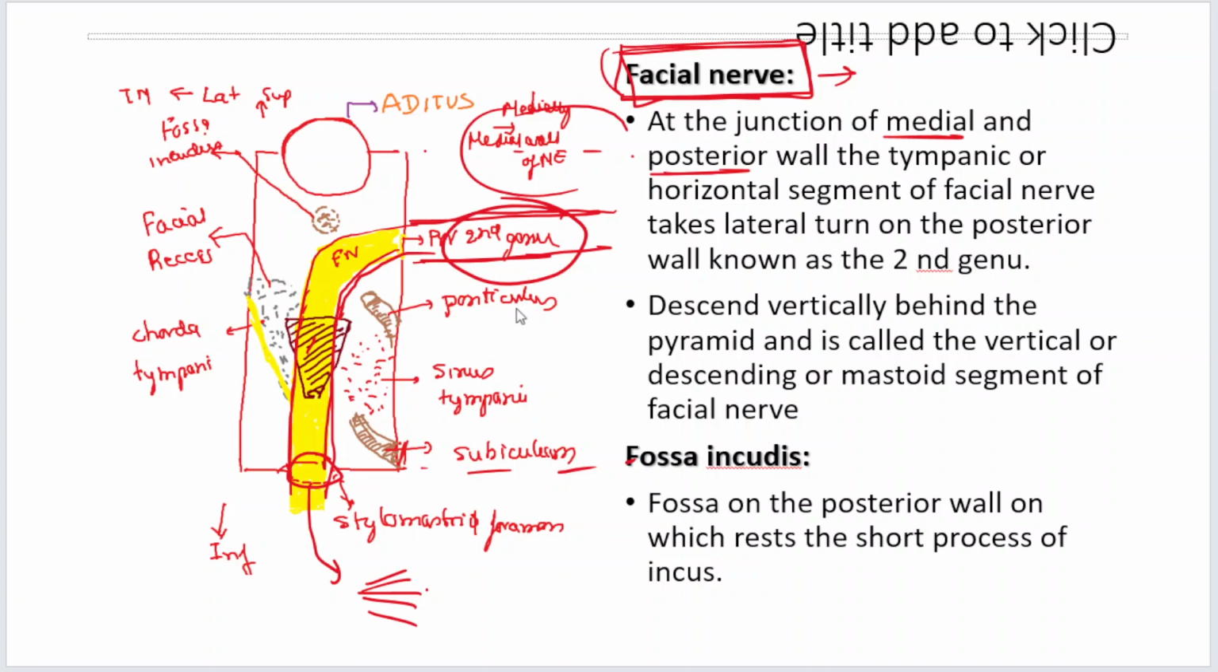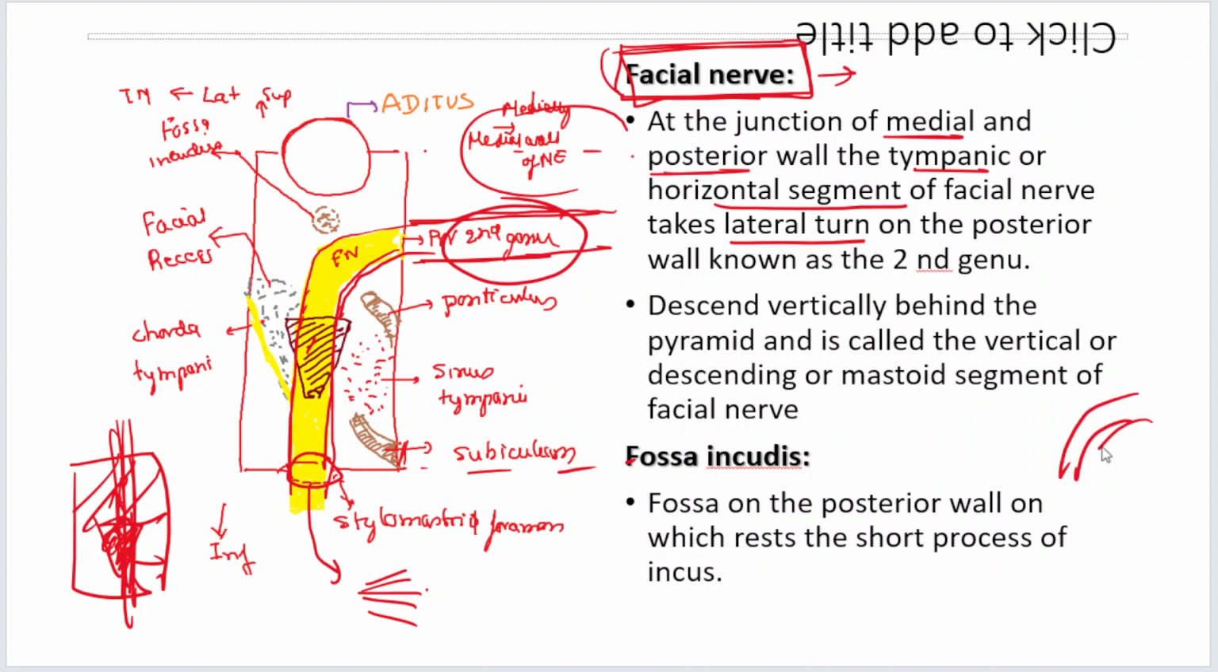Now we are looking from the anterior wall at the posterior wall. So it looks like this. From here, this looks like a rectangle. In the middle of it, you will have the facial nerve, behind the bone of course, and then you have the pyramid. The facial nerve is present just behind the pyramid. So what is he saying? At the junction of the medial and posterior wall, the tympanic or horizontal segment of the facial nerve takes a lateral turn, from medial to lateral.